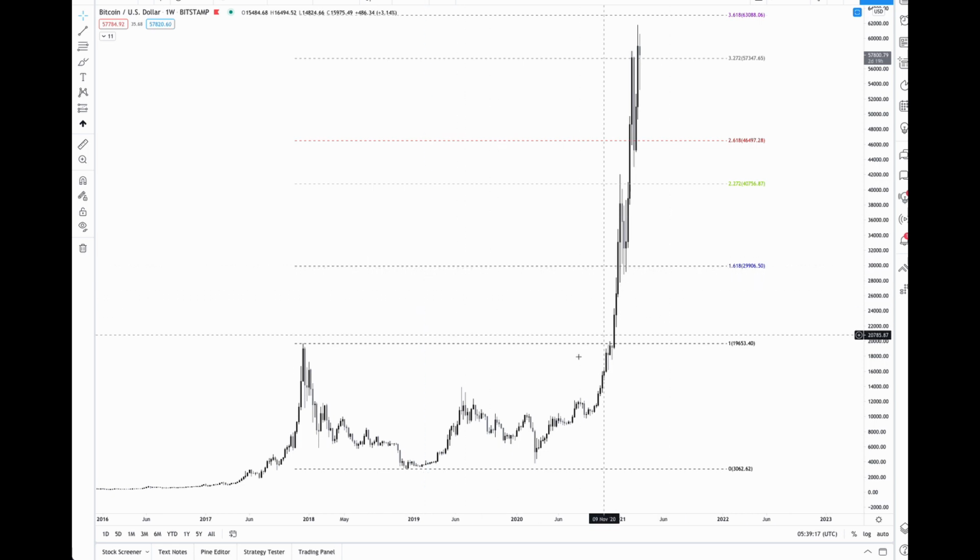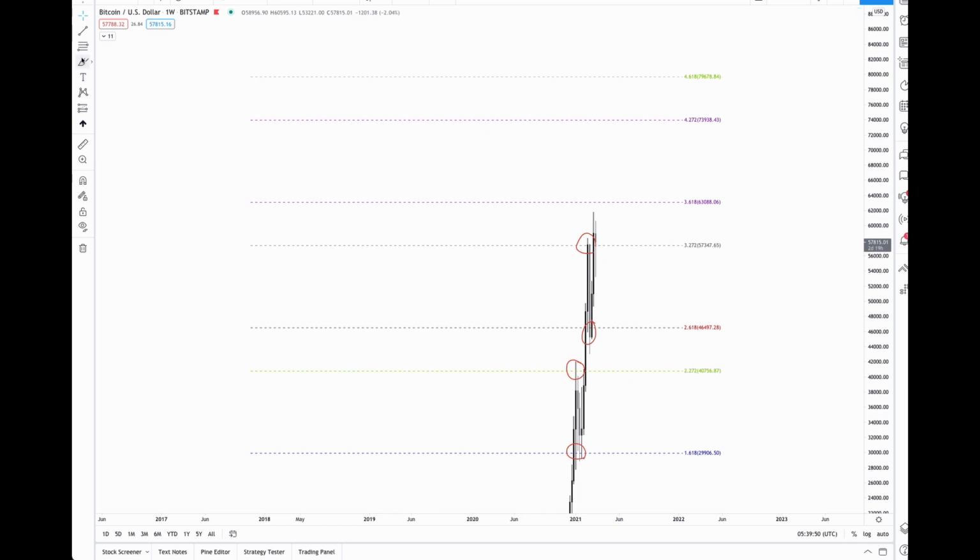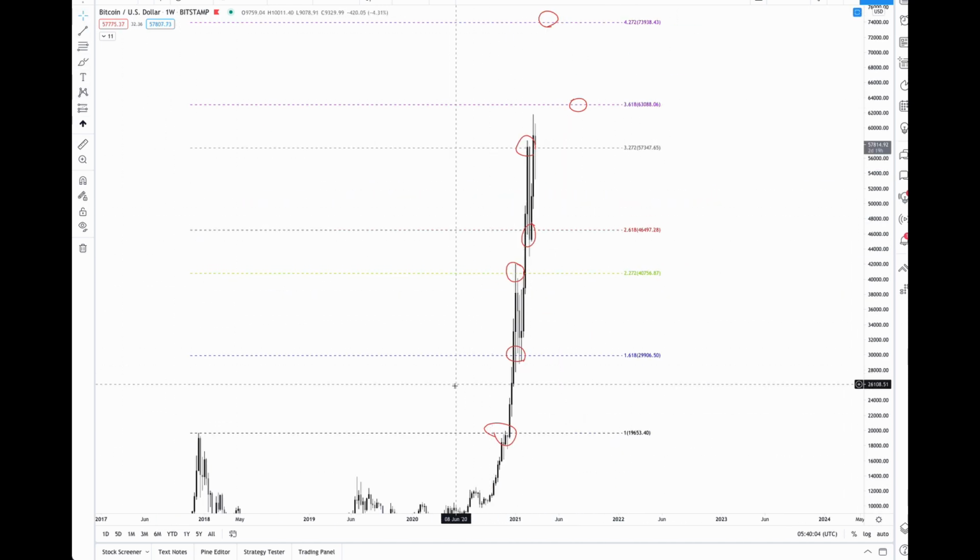So for instance, we can see that the price broke out of the previous all-time high right here, and it tested the 2.272 resistance, and it pulled back to the 1.618 support. And then afterwards, it pumped again, testing the 3.272 resistance, and then pulling back down to test the 2.618 resistance. So I hope you guys are seeing a pattern here. And what I'm seeing is prices, again, potentially test the 4.272 resistance, which is around 74K, and then possibly a pullback down to the 3.618 resistance, as it did with all the previous price actions here as well.